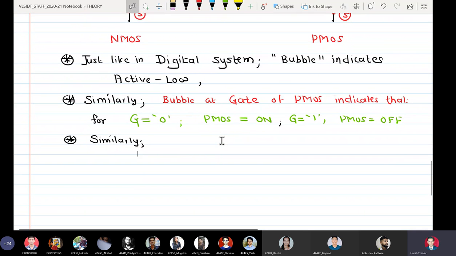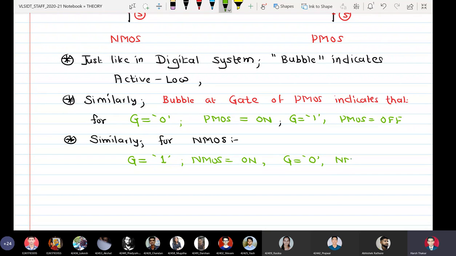Similarly, for NMOS, G equal to 1, NMOS equal to on, G equal to 0, NMOS equal to off. It's very, very important here.